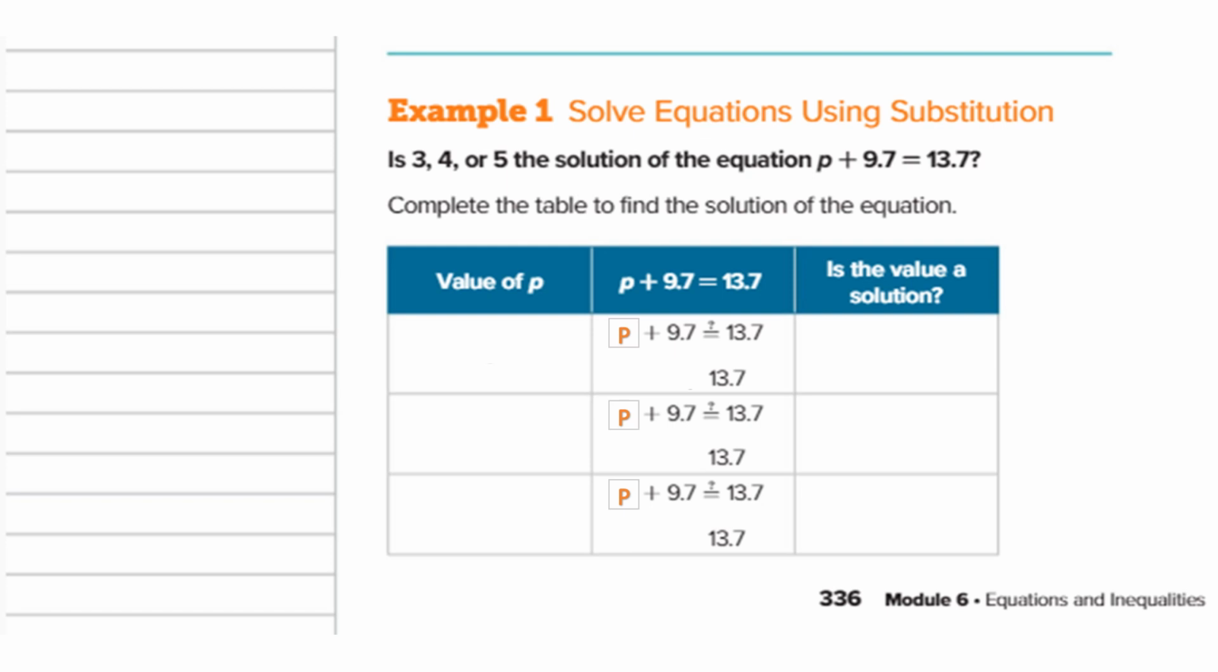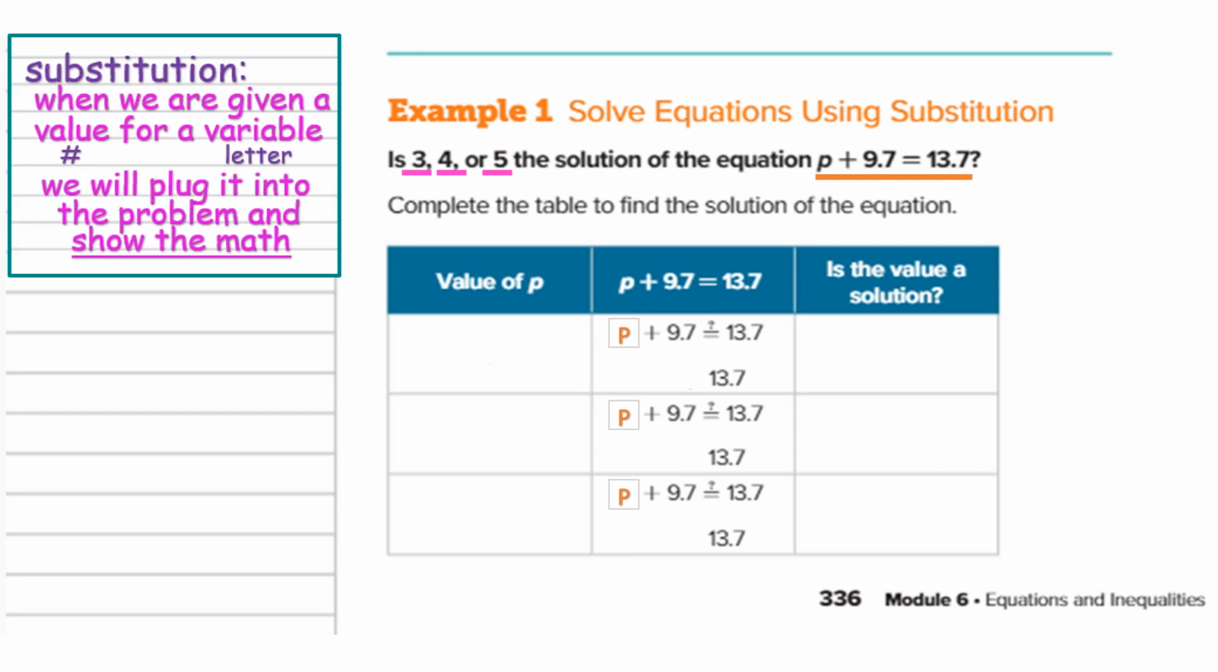With these, it becomes a little bit easier because they tell you what to try. So for each one, we're going to plug in the numbers that they give us. So we have the equation p plus 9 and 7/10 equals 13 and 7/10. So I'm going to plug in 3, then I'm going to plug in 4, and then I'm going to plug in 5.